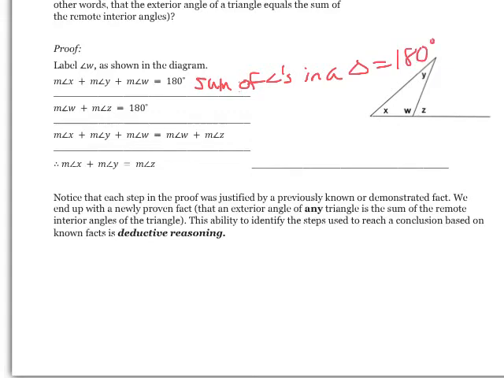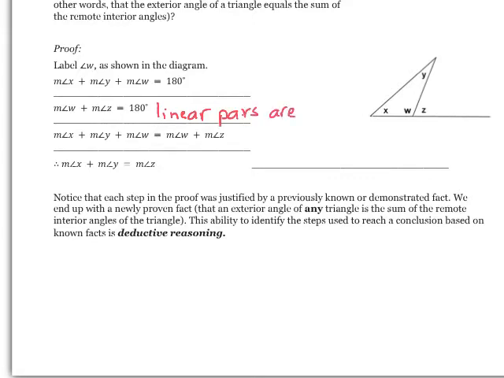Okay? And then we have the fact that the measure of angle W plus the measure of angle Z is equal to 180. That's because angle W and angle Z are linear pairs. So linear pairs are supplementary, or add to 180, either way. Supplementary. Okay? So there's that reason.